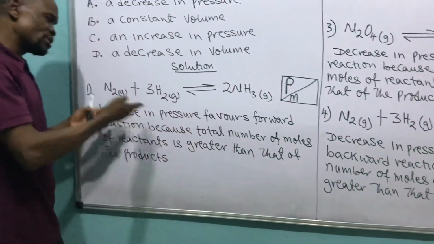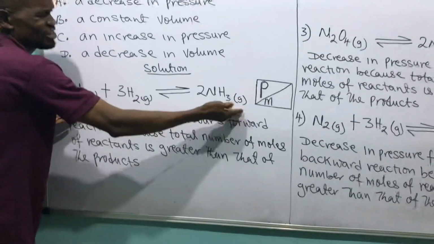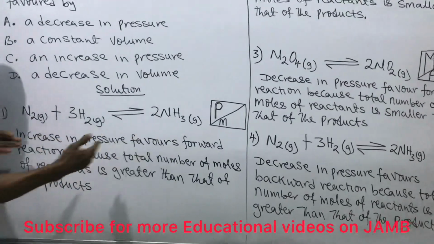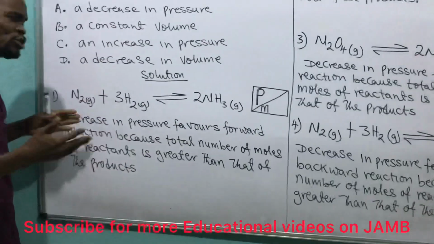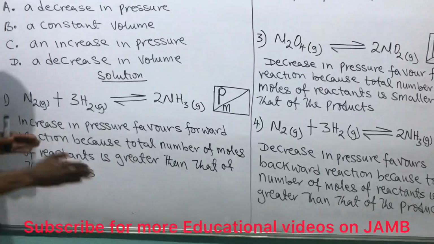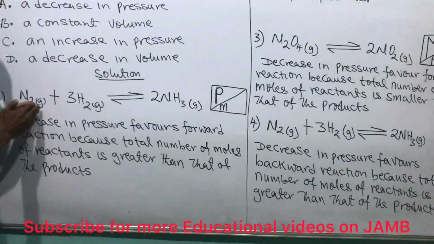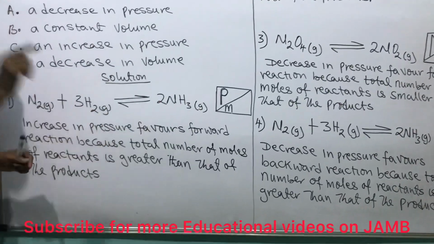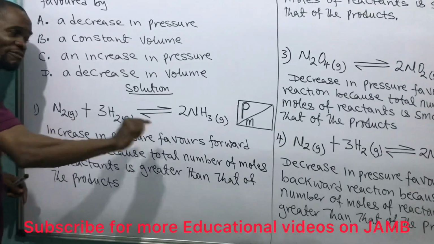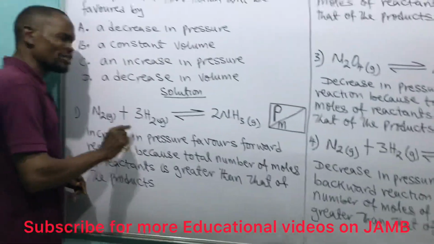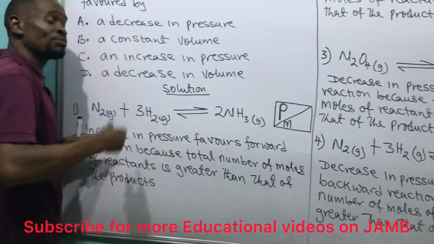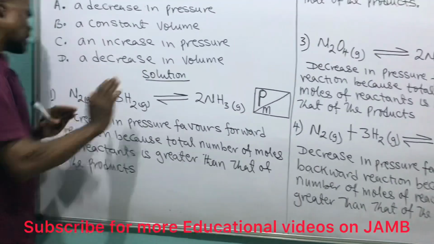But assuming there is a solid, this is a solid, this is a solid, pressure has no effect on a solid substance. Pressure is only having effect on a gaseous reaction. Therefore, this gaseous, this gaseous, this gaseous. And we say the condition for pressure to have effect here, one of the product and one of the reactant must be gaseous.